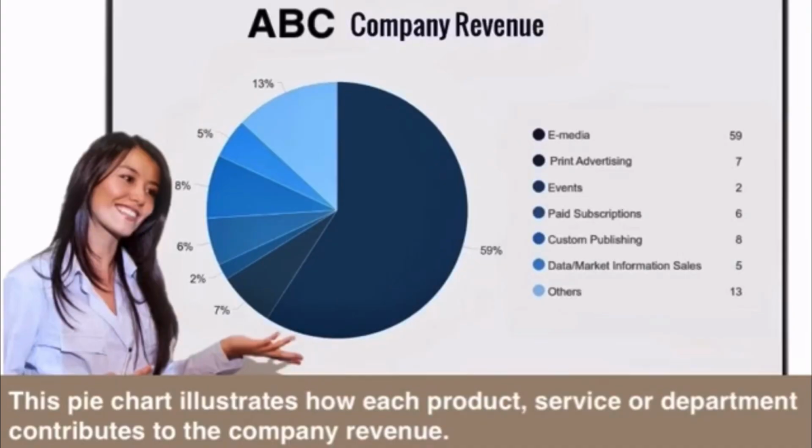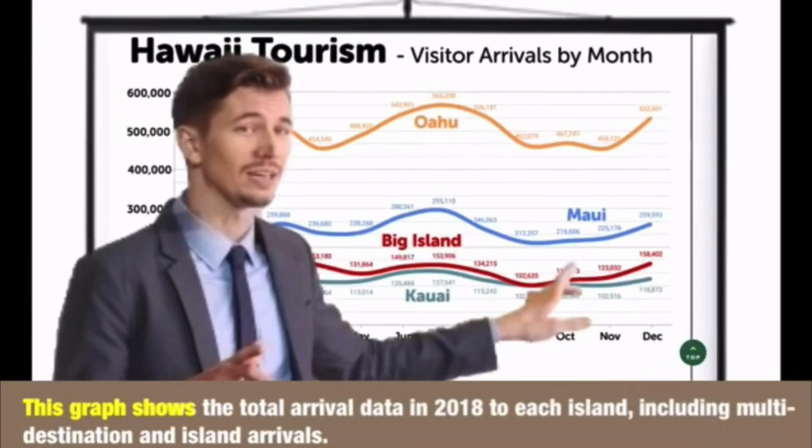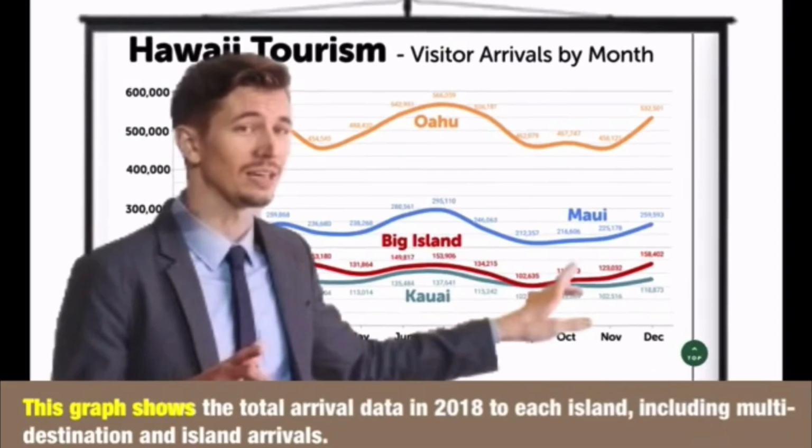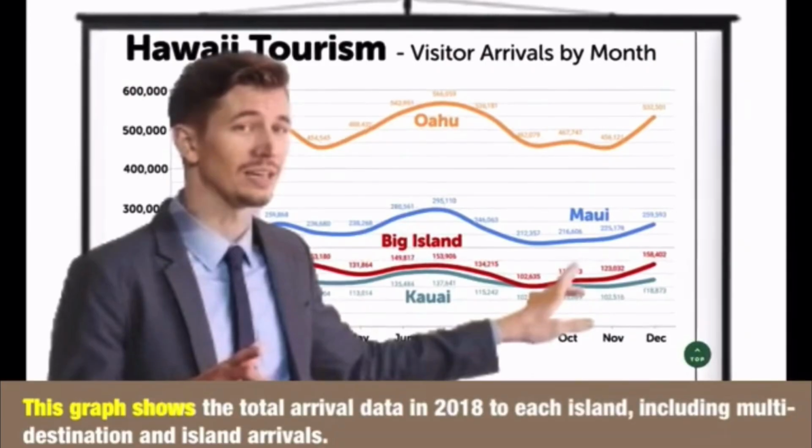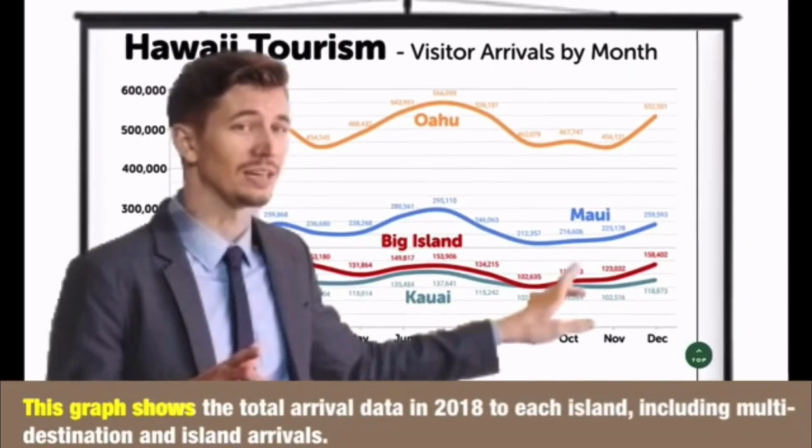Examples. This pie chart illustrates how each product, service, or department contributes to the company revenue. This graph shows the total arrival data in 2018 to each island, including multi-destination and island arrivals.